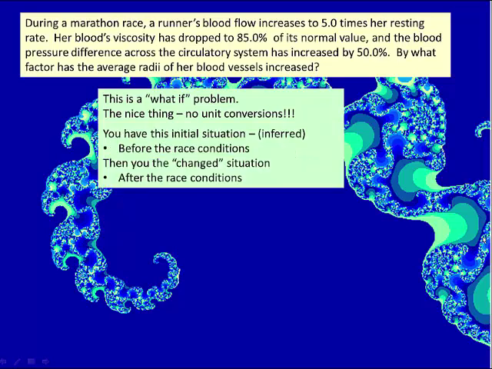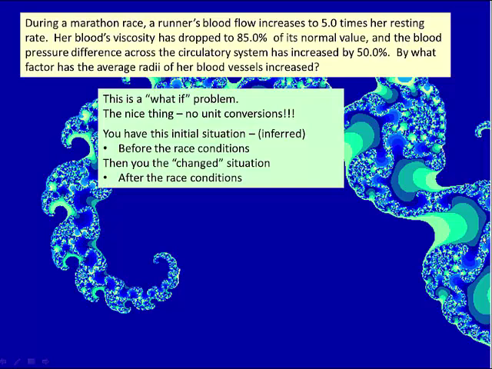You have this initial situation. It's inferred, not explicitly stated, that to begin with, the before race conditions, everything was normal. Her flow rate was her flow rate. Her viscosity was her viscosity. You don't have to look up anything. It's just what it was. It's a normal value. And then you have a changed situation.